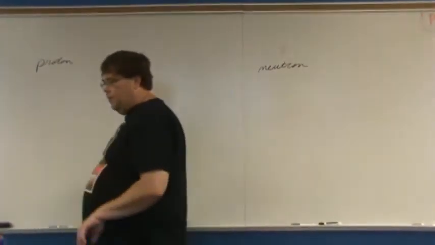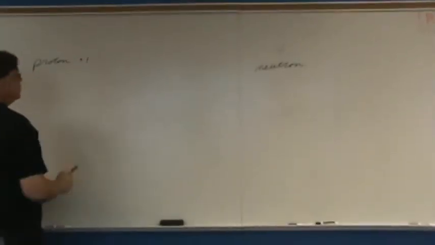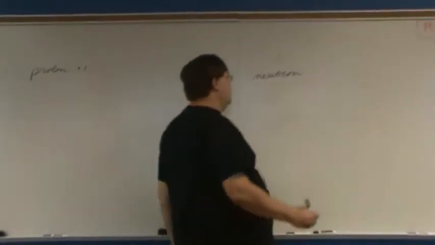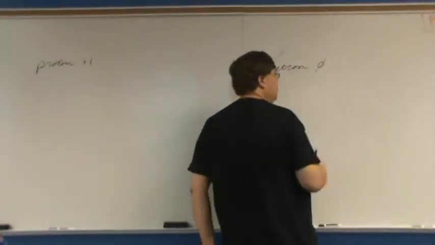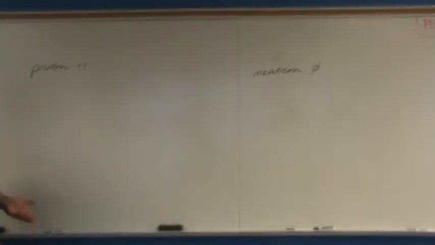Okay? Now, a proton has a net positive 1 charge. A neutron has a net 0 charge. Is that it? Okay? So, how does this work?